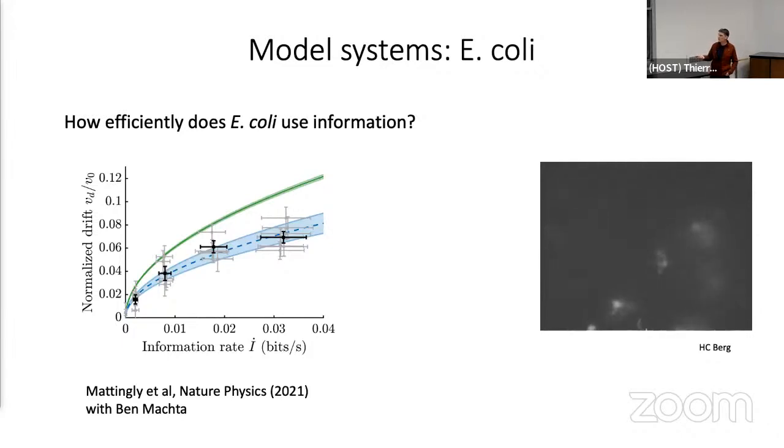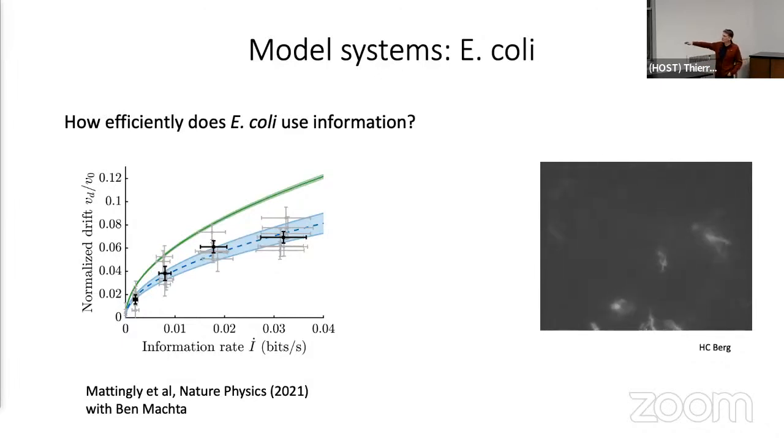So we were able to measure the rate of information in bits per second that those individual bacteria are able to acquire as they're navigating. And at the same time, also measuring the speed at which they're able to climb the gradient.